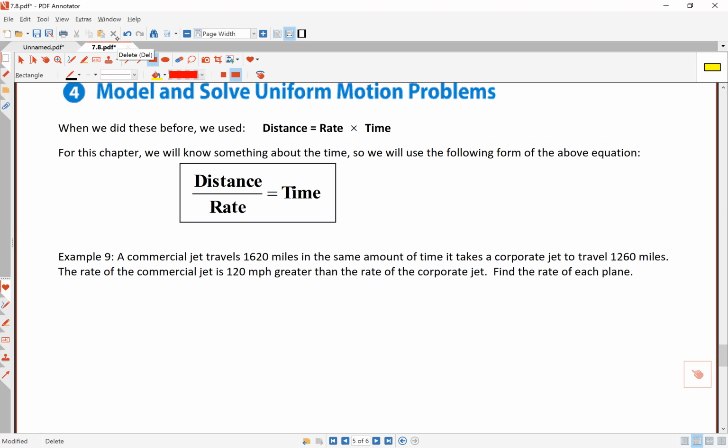For this chapter, we're going to be using something about the time. So instead of using d equals rt, we solve for the time by dividing both sides by the rate. And that says the time is distance divided by rate. So instead of doing distance equals rate times time at the top of our table, we will do time equals distance divided by rate.